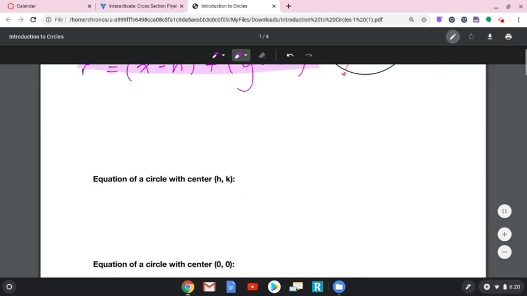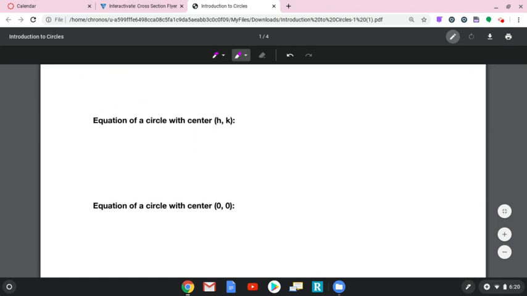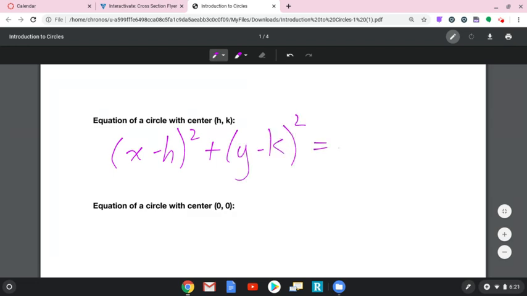So now let's go down to writing that down. When we talk about the equation of the circle, you're going to see it just like we just had it: (x minus h) squared plus (y minus k) squared equals r squared. That is the equation of a circle.